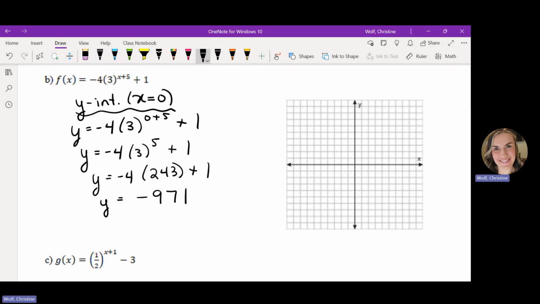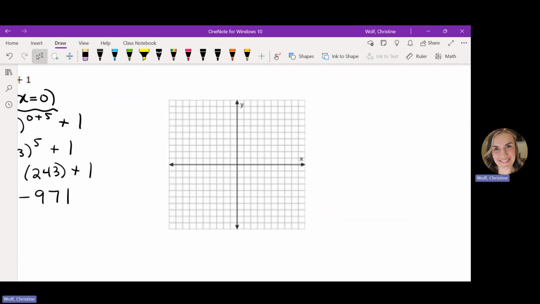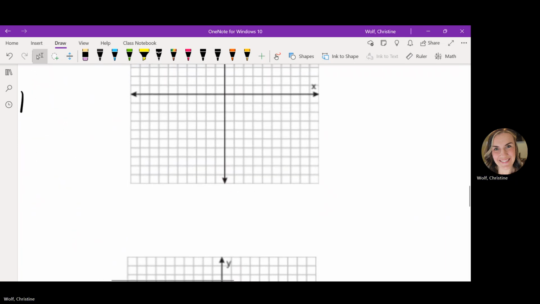Okay, so when you're graphing this, obviously we're not going to jump all the way down to -971. I don't care what you do. This is how lax I am with these graphs. Just pick a random point and call it -971.